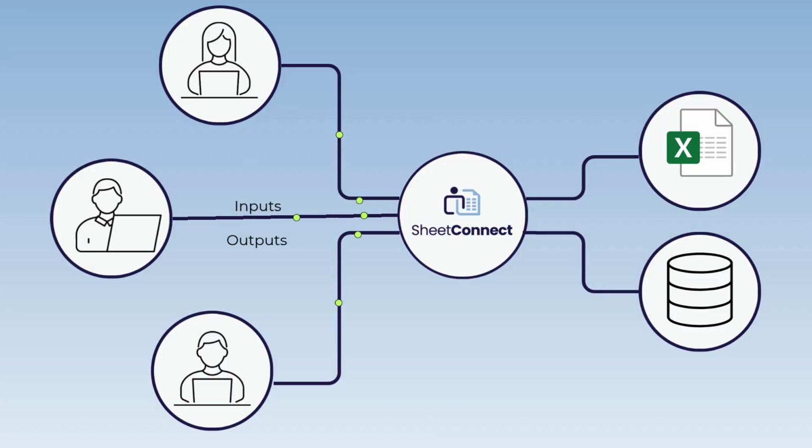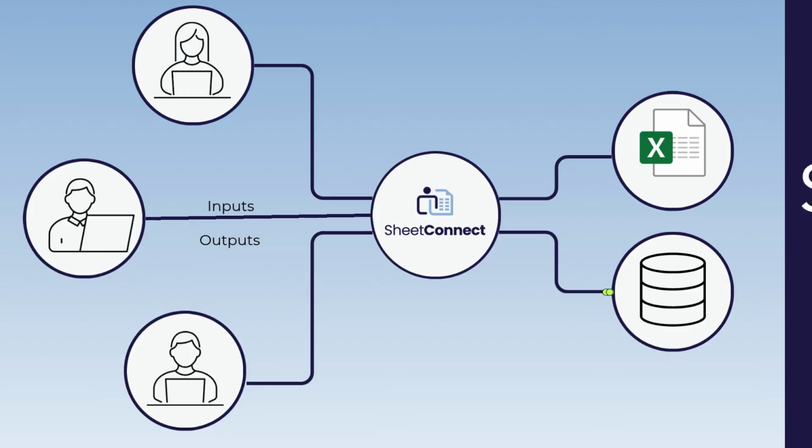Each user works independently on their own copy, so multiple people can use the same spreadsheet at the same time, without interfering with each other's work. When the user finishes, instead of saving the file locally, their input data is securely sent back to the central database and can also be shared with other systems, like your CRM or SQL database, so everything stays synchronized across your organization.